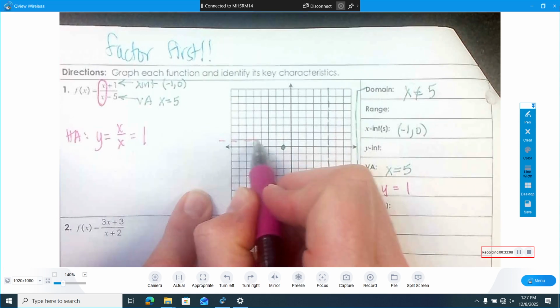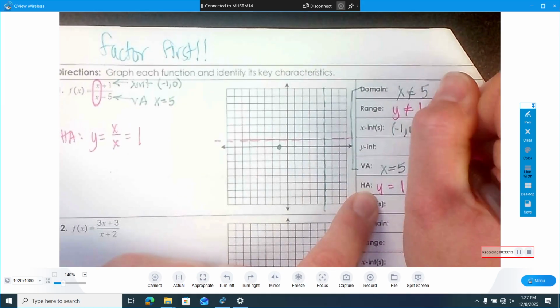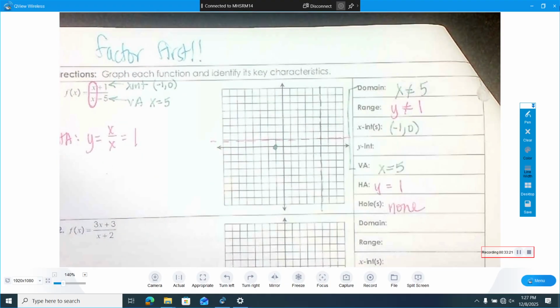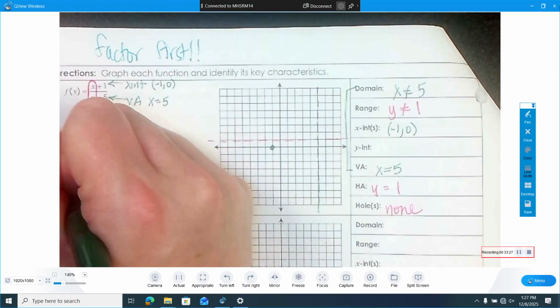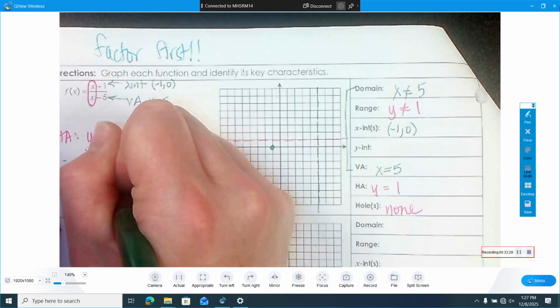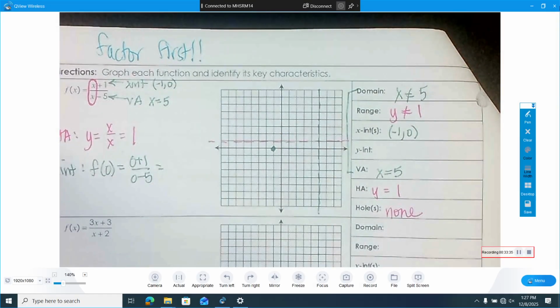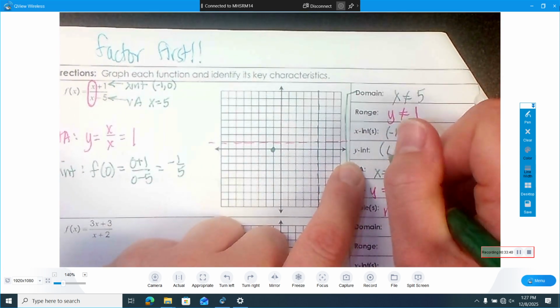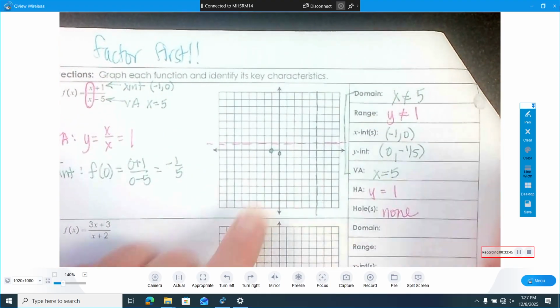That's a horizontal asymptote, horizontal line. It also matches the range. Y is not allowed to equal 1. Everything else is good, but I can't equal 1. There's no holes here, no common bubbles. And the only other thing I'm missing here is the y-intercept. How do I find the y-intercept? Plug in a 0, f of 0. So 0 plus 1 over 0 minus 5, which would be? Negative 1 over 5. So my y-intercept is 0, negative 1/5. So 0, negative 1/5 is like right there.